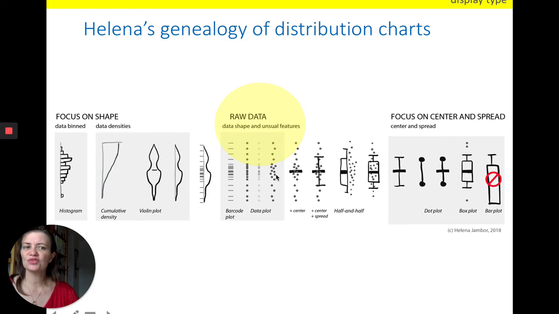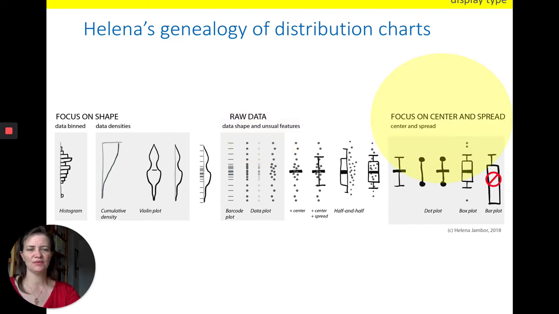But very often you might want to help your audience to see a little bit how the data is distributed. So then there are two options. You can either focus on the center and the spread, or you can focus on the shape. And these two directions give your audience different information.